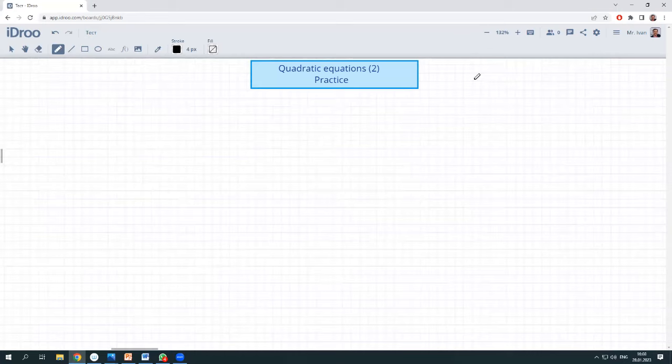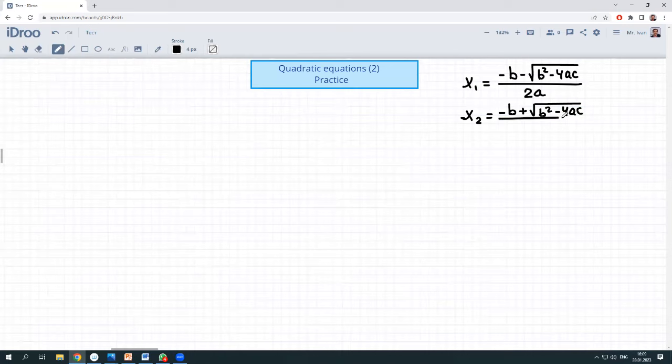First of all, let's review what the roots formula is. To solve by the roots formula, we could say that the first solution is negative b minus root of b squared minus 4ac, divided by 2a, where a, b, and c are coefficients of the quadratic equation. The second root is the same: negative b plus root of b squared minus 4ac, divided by 2a again.